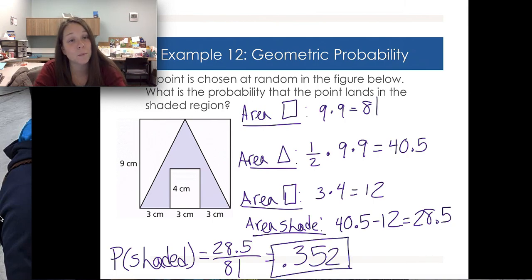All right, so this wraps up theoretical, experimental, and geometric probability.